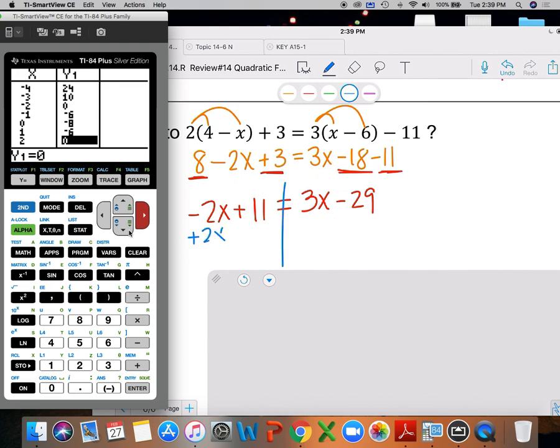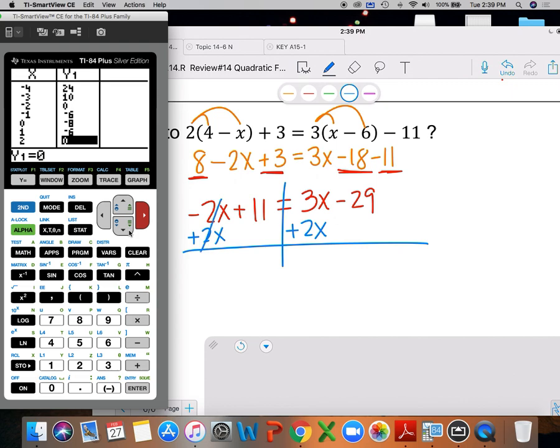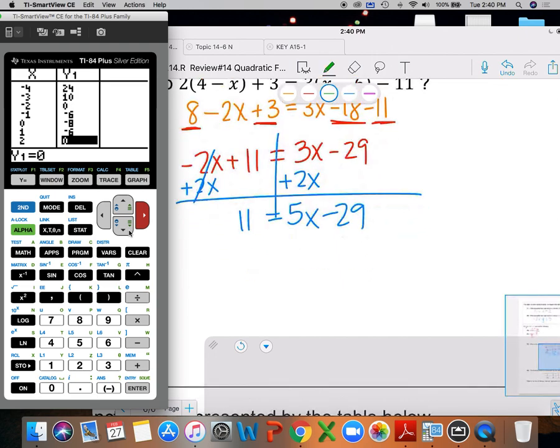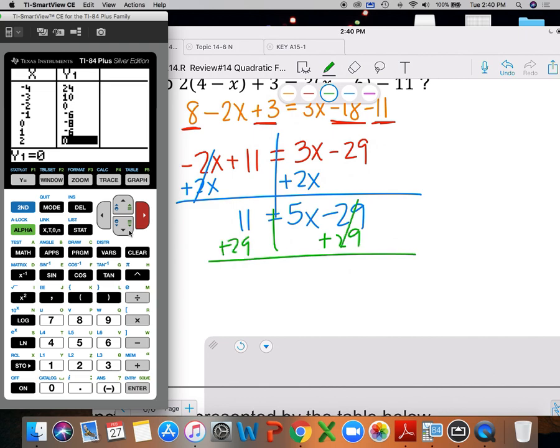I'm now ready to move an x to one side and numbers to the other. So 11 equals 5x minus 29. I now move the 29 to the other side because I'm trying to get x by itself. So 40 equals 5x. Divide by 5, and x equals 8.